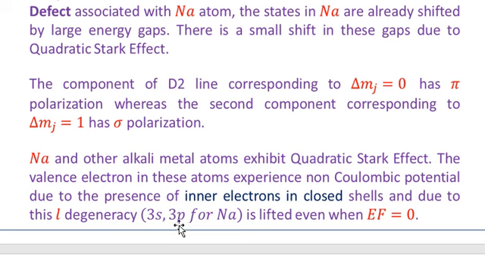The splitting into 3s and 3p levels for sodium represents splitting into two levels, and this lifts the l degeneracy. That is, the level with principal quantum number n equal to 3 is split into two levels, the 3s and 3p levels, even when there is no electric field. But if you apply the electric field, these levels are further shifted downward in energy.